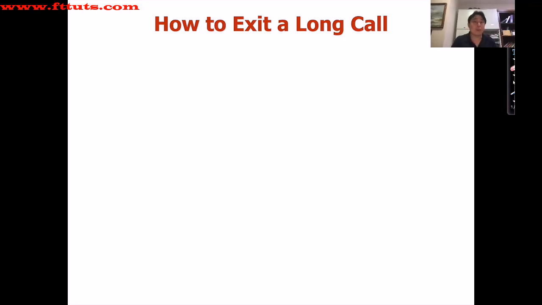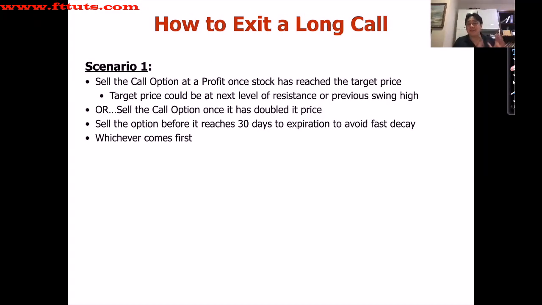Let's now take a look at the steps of how you exit a call at a profit or even at a loss at times. So let's take a look at the first scenario. The first scenario is the stock price goes up as you anticipate. So if it goes up, what happens to your call option? Your call option becomes more valuable. So as the price goes up, your call option will increase in value, increase in price.